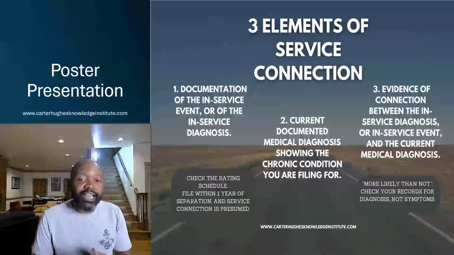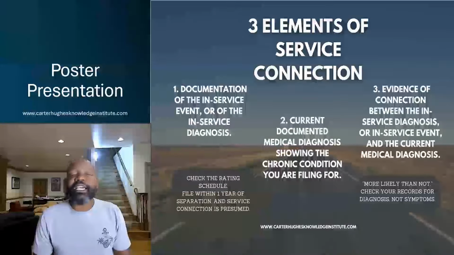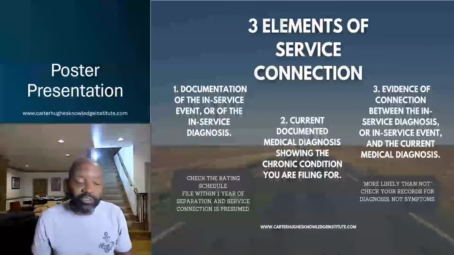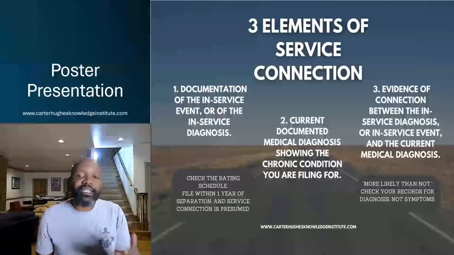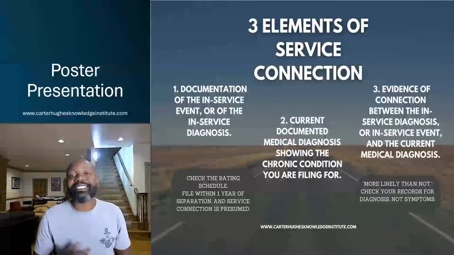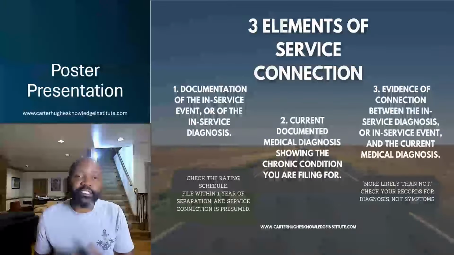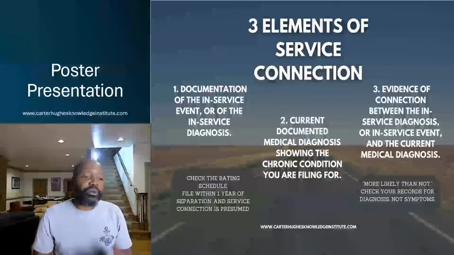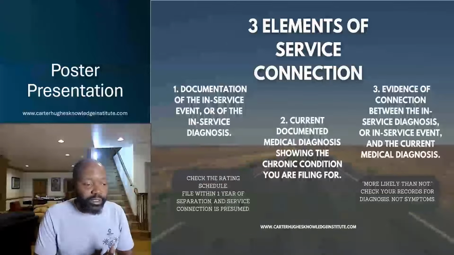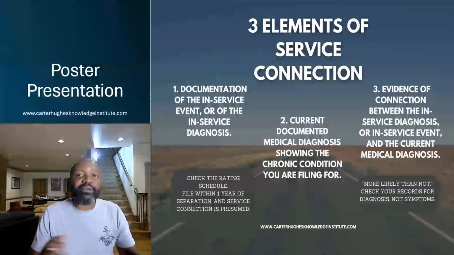Number three, evidence of a connection between the in-service diagnosis or in-service event and the current medical diagnosis, right? This is referred to as a nexus link. In that decision letter, when they talk about there's no nexus, this is what they're talking about, right? Because every condition that gets approved by the VA must be a chronic condition, meaning it's something that you've been dealing with for an extended period of time and you continue to deal with it, right? Chronicity. So with that nexus, in the absence of going to the doctor, let's say again, separated for 20 years. In those 20 years, I haven't gone to the doctor, right?